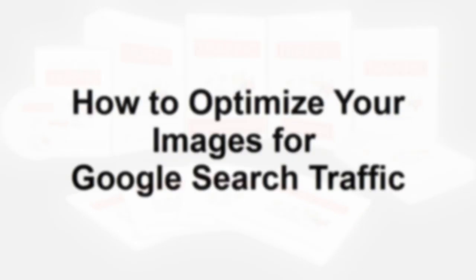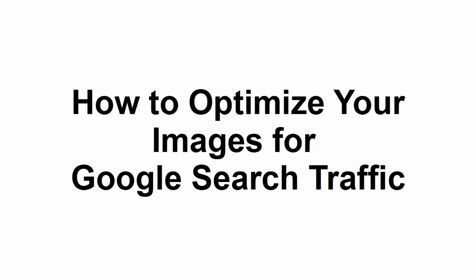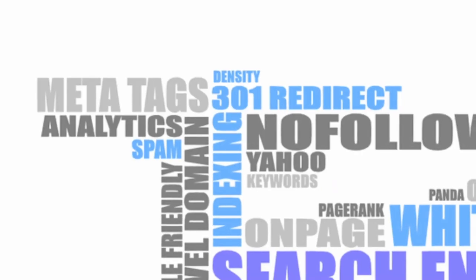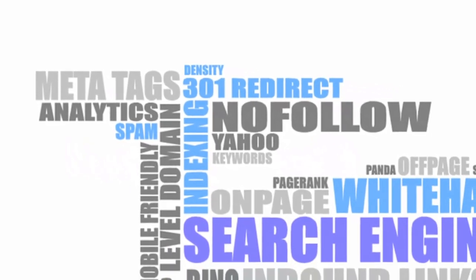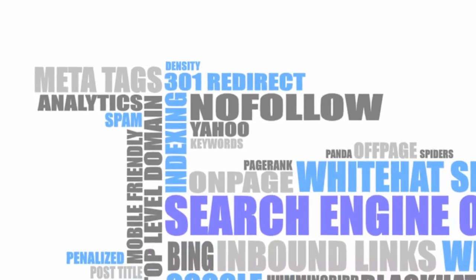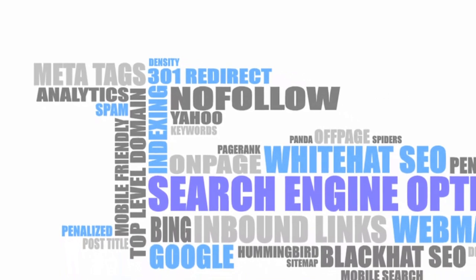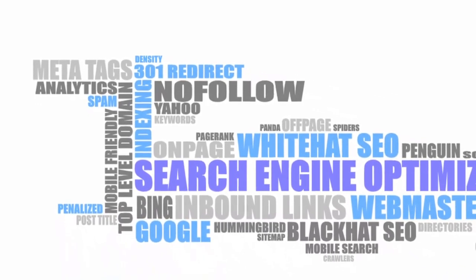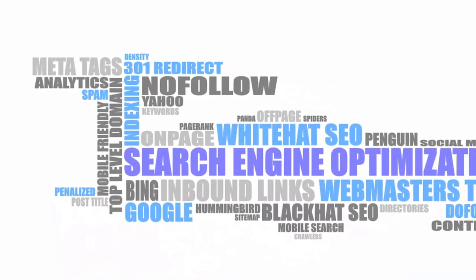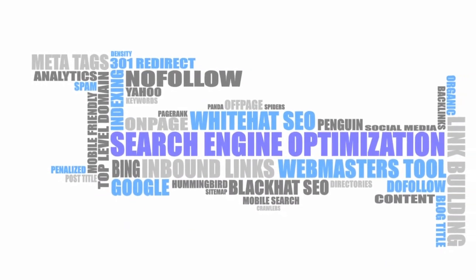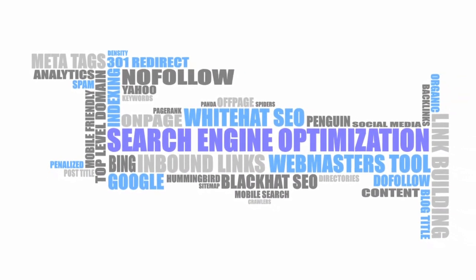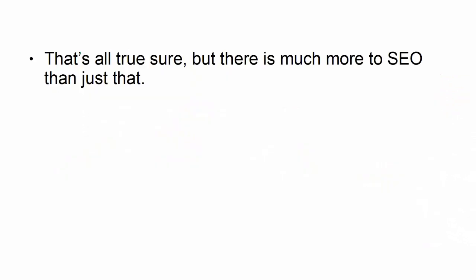How to optimize your images for Google search traffic. When it comes to SEO, or search engine optimization, we often focus purely on written content and links. SEO is all about keywords and authority. So the way to boost your prevalence in Google search is to fill your site with relevant content and to get links from relevant influencers. That's all true, sure, but there is much more to SEO than just that.